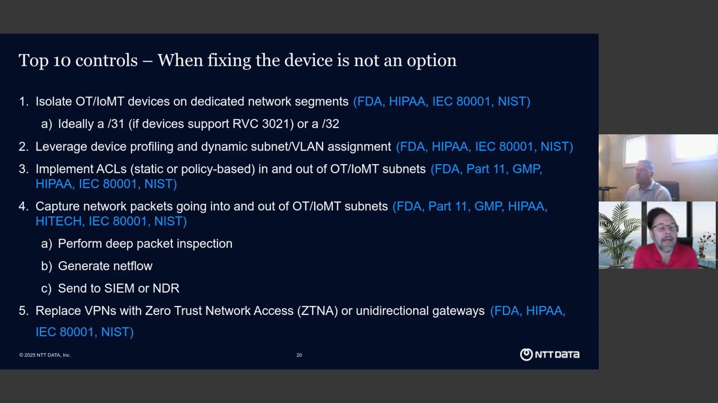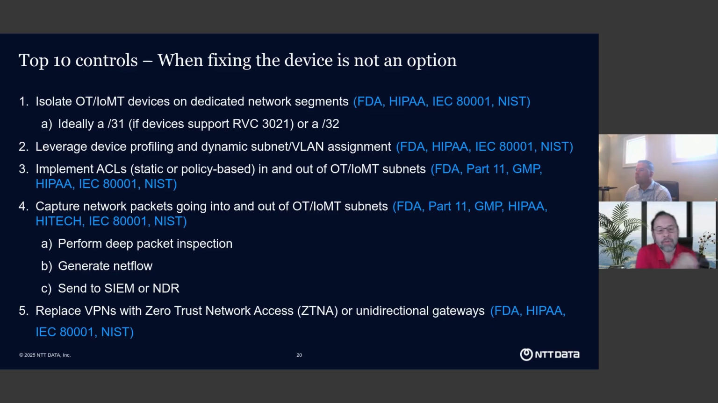And the first thing that I'll talk about is segmentation, right? Segmentation is a big thing. You might think of this as segmentation, micro-segmentation, zero trust, whatever. But the idea is that we are going to put these medical devices on a very small subnet. I have to apologize here because I put the wrong numbers in here. It wouldn't be a /31 or a /32. It would be a /30 or a /31.